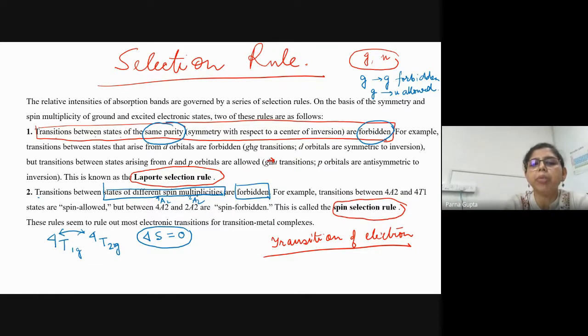So what does it mean? That same multiplicity is allowed. So it is also implied, so they are telling in the forbidden term: same parity forbidden and different spin multiplicities forbidden. So same spin multiplicities allowed. So del S equal to 0 is allowed. So this you just have to remember, right?